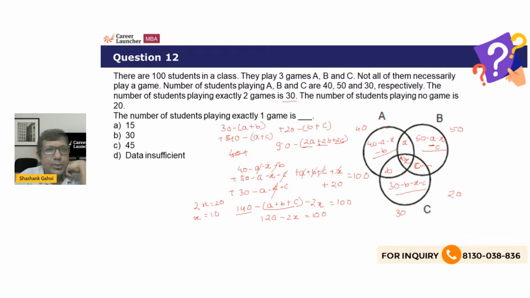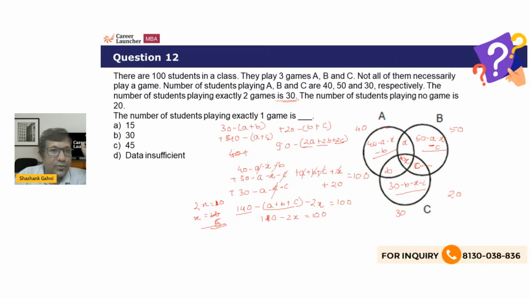Oh, I made a blunder in this question, and that blunder is very huge. These kinds of mistakes happen during the exam because the value of A plus B plus C is 30, not 20. That's the mistake I have made. So this is going to be 110, so 2x is equal to 10, so x comes out to be 5. This is the mistake I have made.